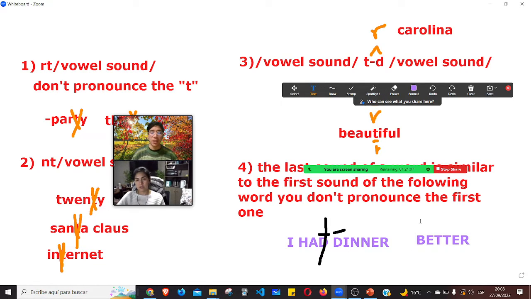Imagine that you have this word better. What do you do first? You drop this one, right? And then we have the T between two vowel sounds. You pronounce like better. Did you understand? Yes. Amazing. So let's continue here.